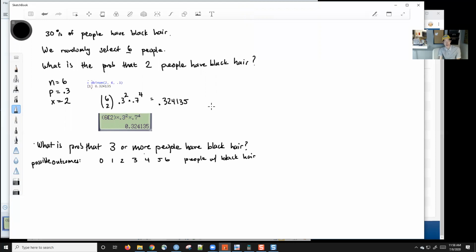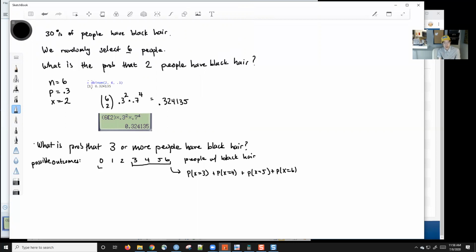Okay, so 3 or more is 3, 4, 5, or 6 people with black hair, right? And so one approach is we can do the probability that x equals 3 plus the probability that x equals 4, plus the probability that x equals 5, plus the probability that x equals 6, right? So that's one way to approach it, okay?